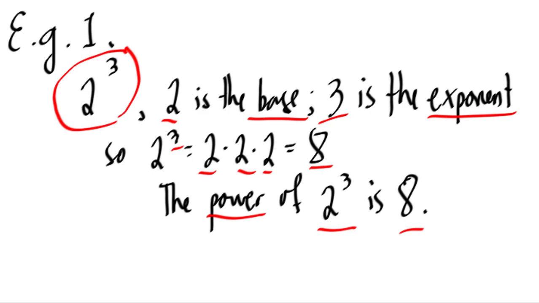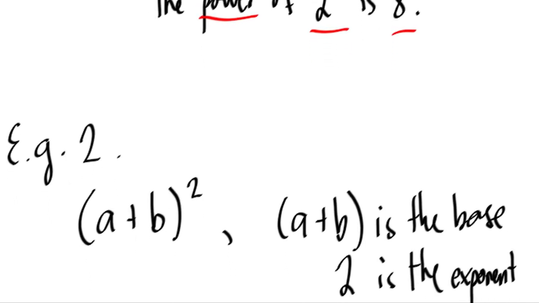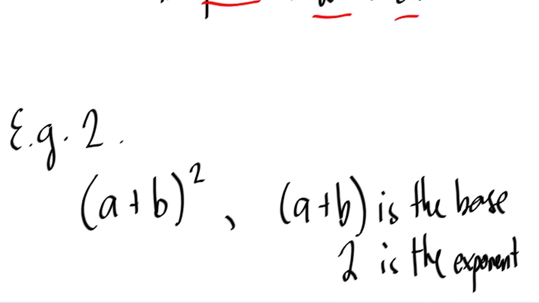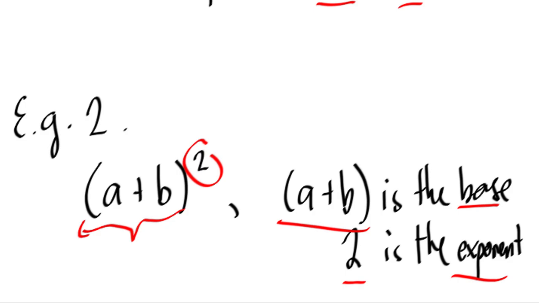Second example. Example number 2: the quantity a plus b. This binomial is being squared, as we can see. Since this whole binomial is being squared, a plus b is the base, and 2 is the exponent. Again, the quantity a plus b is the base, and 2 is the exponent. The value of the power, by the way, will depend on the values of a and b.